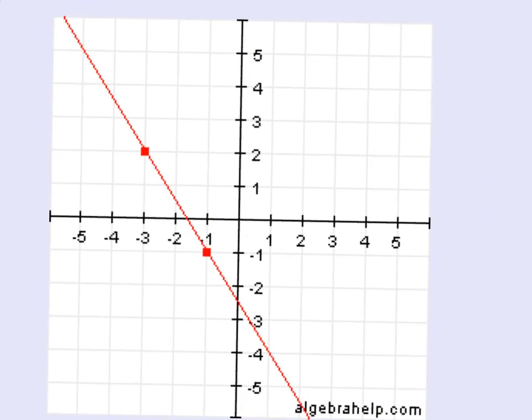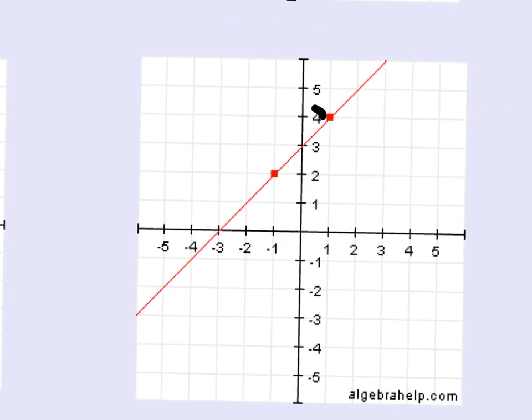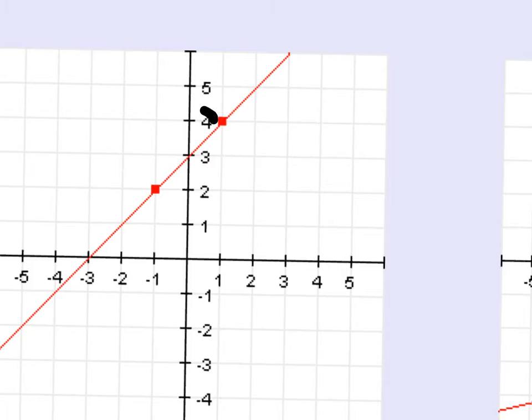Okay. Starting here, going down and over. I had to go down 1, 2, 3, and over 2. So my slope is negative 3 over 2. This one is up and over, so I went up 2 over 2. Now, any whole number over itself is equal to 1, so my slope there is 1.